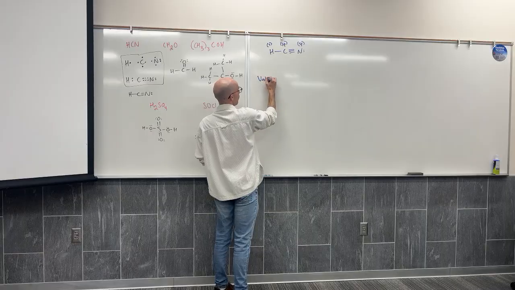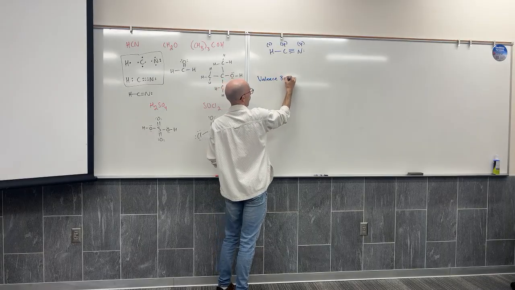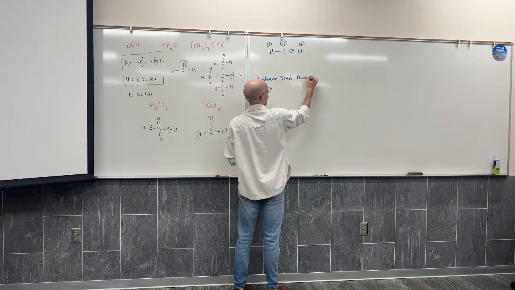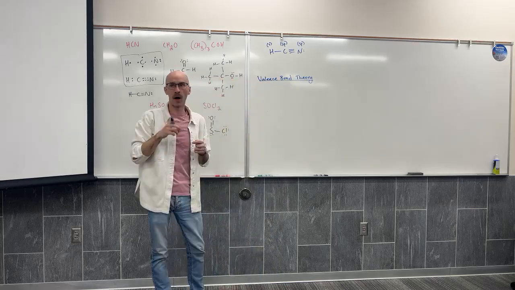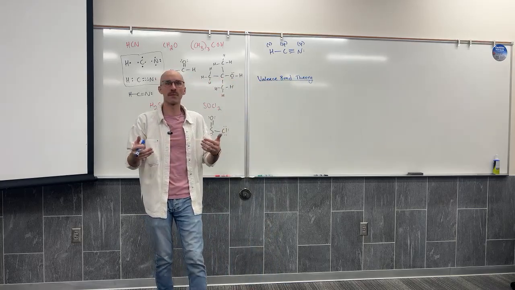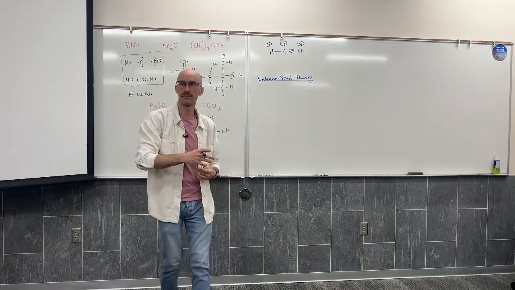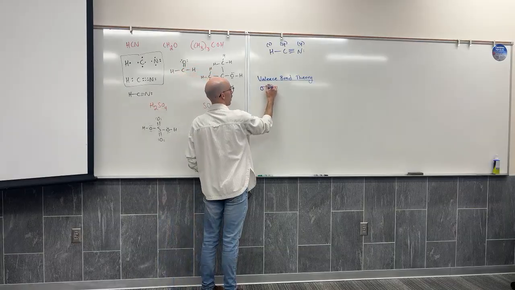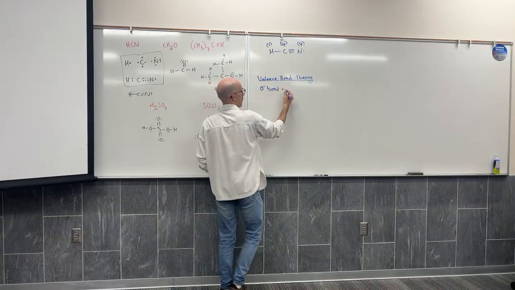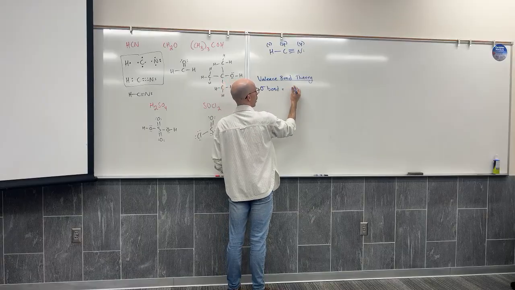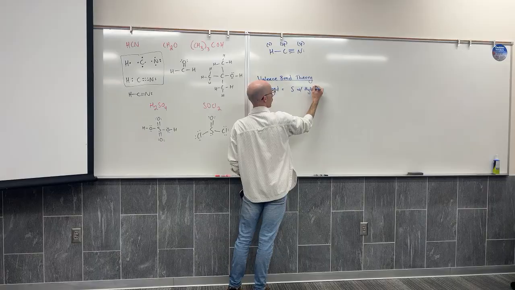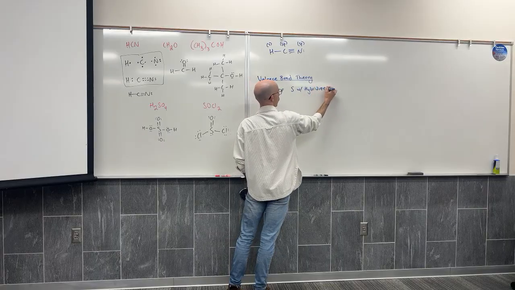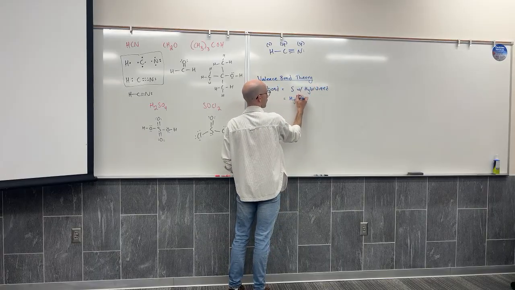Valence bond theory, or VBT, says that bonds result from the overlap of orbitals. So a sigma bond comes from S with hybridized orbitals or hybridized orbitals with hybridized orbitals.